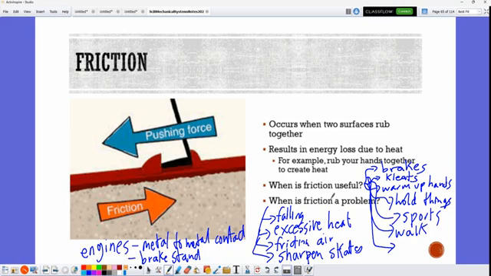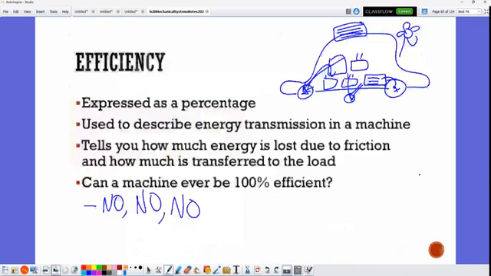When is friction a problem? If you get excessive heat, or air friction for airplanes and cars. You need to sharpen your skates, otherwise there's too much friction and you can't skate very well. In any sort of machine, metal to metal contact causes problems with friction. Efficiency is expressed as a percentage. It's used to describe the energy transmission in a machine. It tells you how much energy is lost due to friction and how much is transferred to the load.